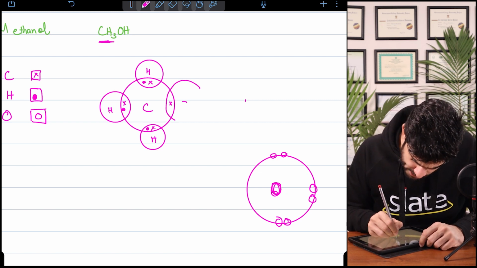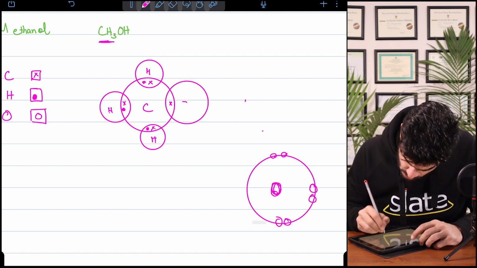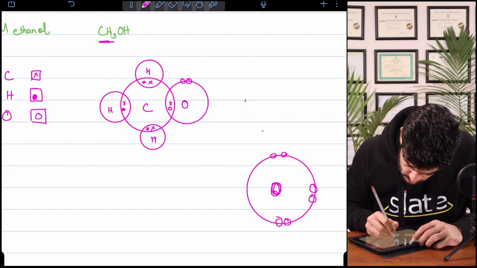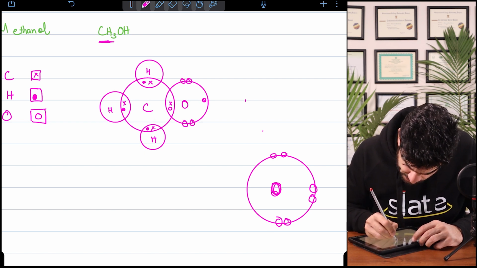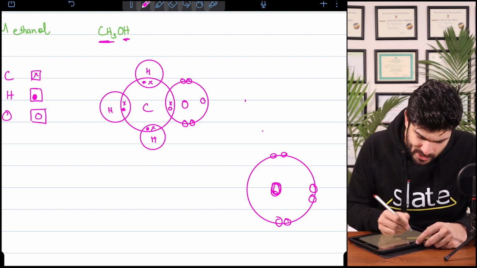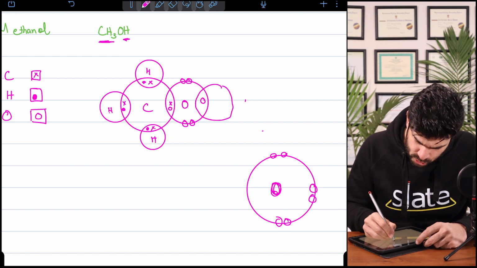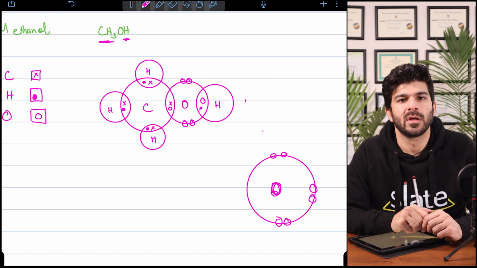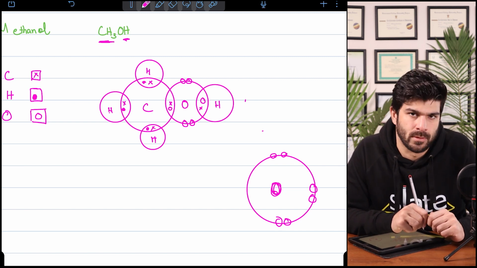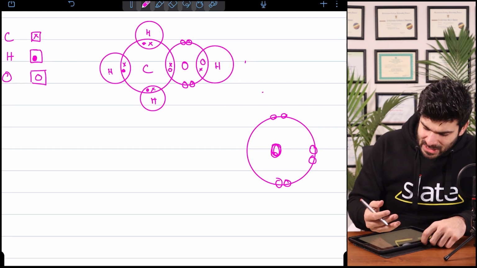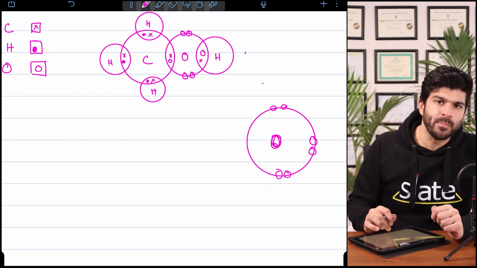So if we add oxygen here, oxygen will only share 1 electron with the carbon. Oxygen is still left with another 1 electron. And that it will share it with this hydrogen. That's methanol. Okay? You can get ethanol as well. It's slightly similar to this. So this is very important.